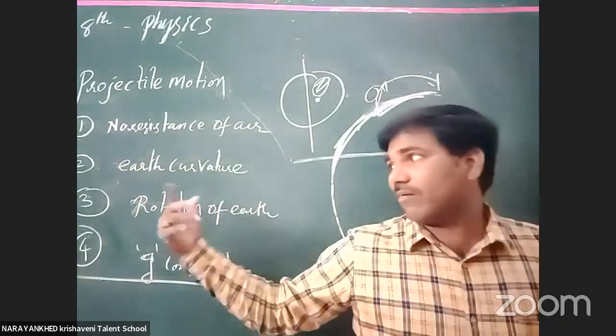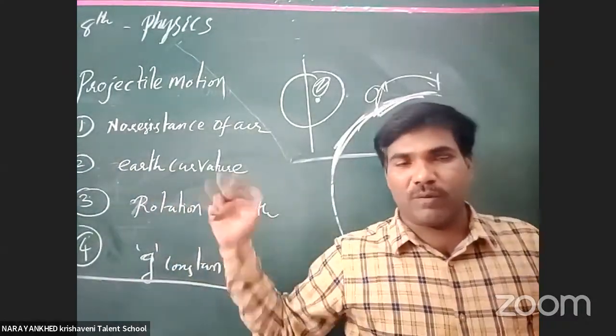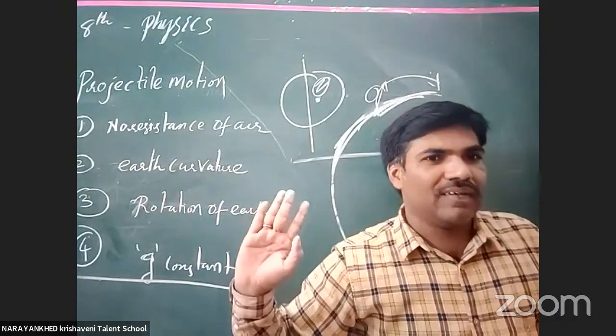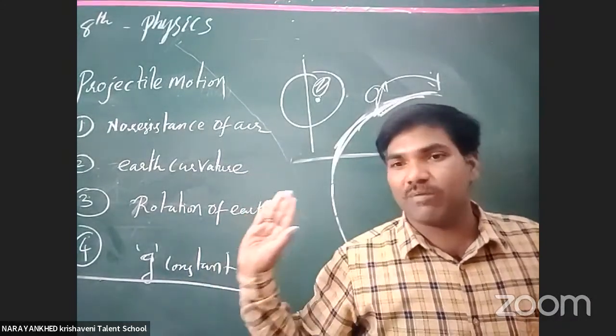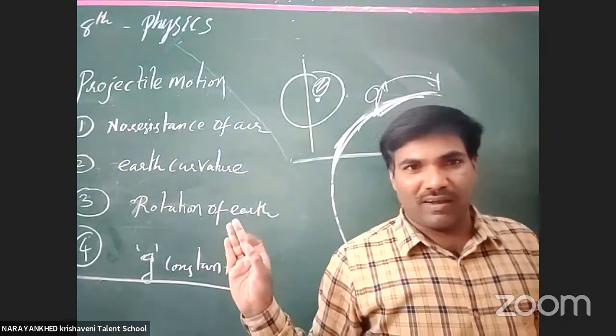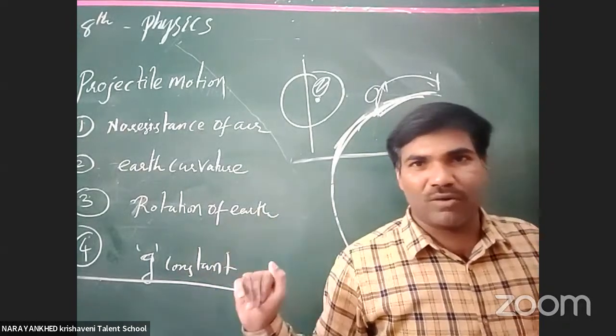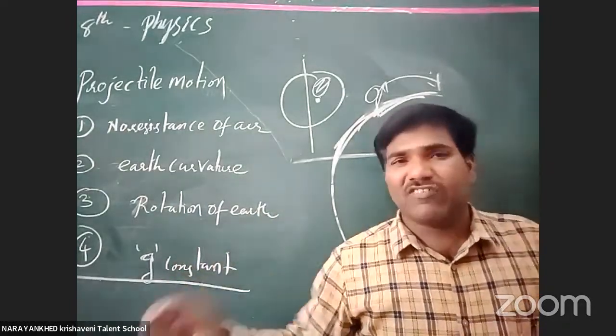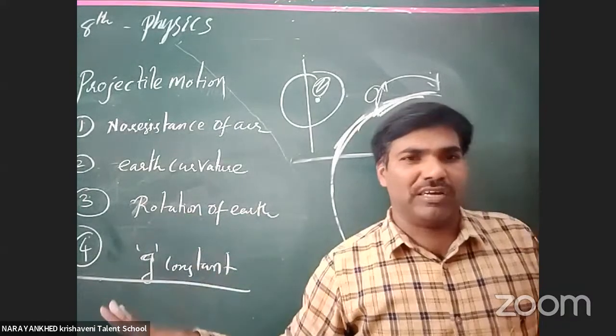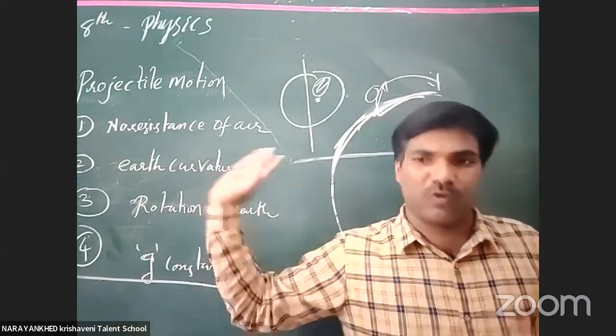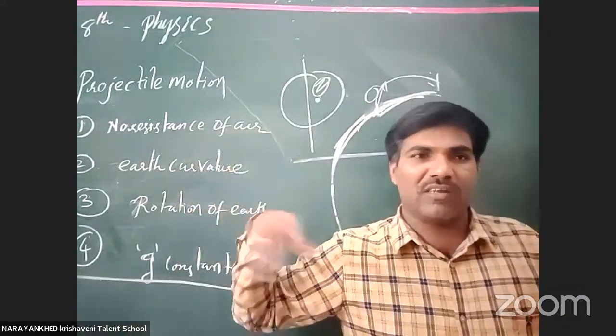Okay, but for our projectile body, we do not consider the rotation time of Earth. Clear or not? Yes, that is also a main point here. And next one, g is a constant for the body. g is not varied for the projectile body. We do not consider g variation.